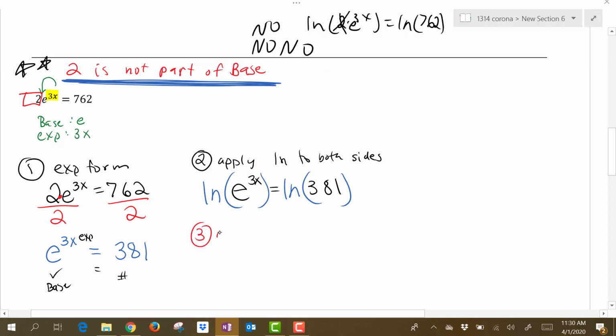Step 3 is we're going to use a log property. In this case, what do we know about natural log and e? ln is a log with a base of e. If the base of the log and the base of the input match, then they cancel each other out. So that's a nice little log property there. It leaves us with just the 3x. Now the natural log does not disappear on the right side, because we don't have a log property that allows us to cancel out the ln with 381.